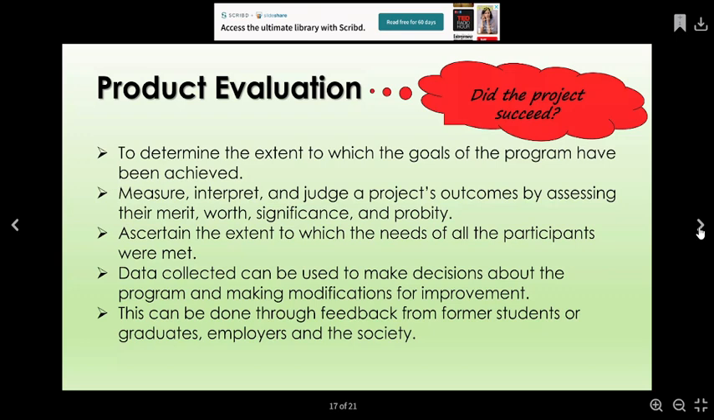The last one is the product evaluation. Product evaluation determines the accomplishments of the program. In product evaluation, you have to measure, interpret and judge the possible outcomes of the program. That means whether the already determined needs of all participants were met. Is there any gap between the anticipated needs and the practically achieved needs? If there is any gap, this can be identified through feedback.